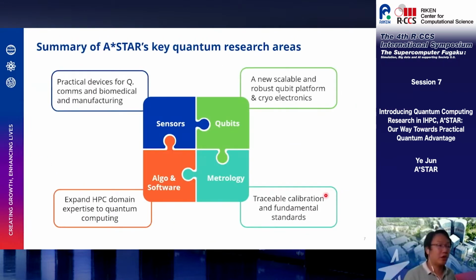So in A-star, we are looking at the 4 major domains in quantum research. So we are looking at the practical devices for quantum communication and biomedical and manufacturing in the sensor field. We're also looking at the new scalable and robust qubit platform, as well as cryogenic electronics. We are also looking at the traceable calibration and fundamental standards from the angle of quantum metrology. So for us, we are specifically looking at how to expand our HPC domain expertise to quantum computing via the innovation in algorithm and the software developments.